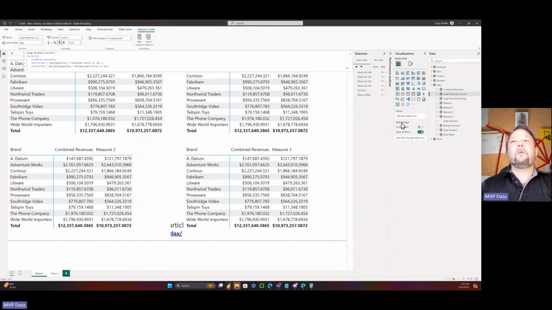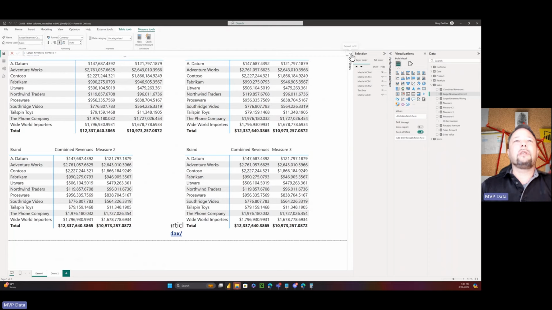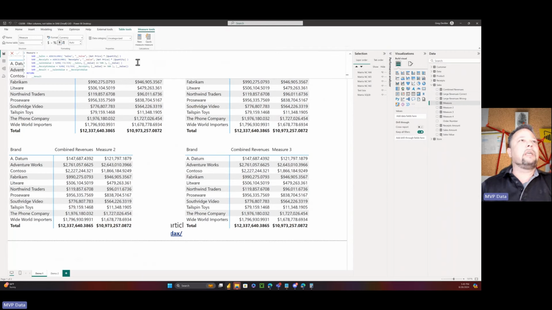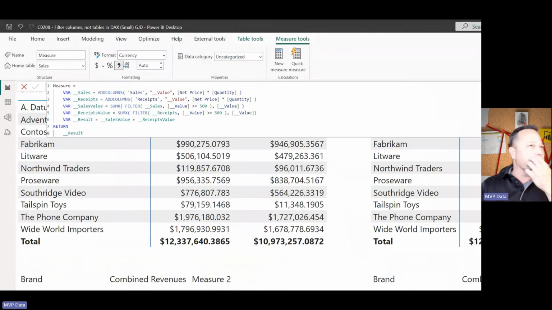The important thing is, I tried my very best to get the wrong answer using a no-CALCULATE approach. In fact, I tried four different times, so I have Measure 2, Measure 3, Measure 4. Here's the first, naive attempt, where I use ADDCOLUMNS to add the net price and quantity to the Sales table and the Receipts table. These could probably be made a lot more efficient if I used SELECTCOLUMNS and things like that, but I wasn't trying to get overly fancy. Then I do a SUMX across that table where the value is greater than or equal to 500, and SUMX the value column. Do the same thing for Receipts, then add those two together, get a result.